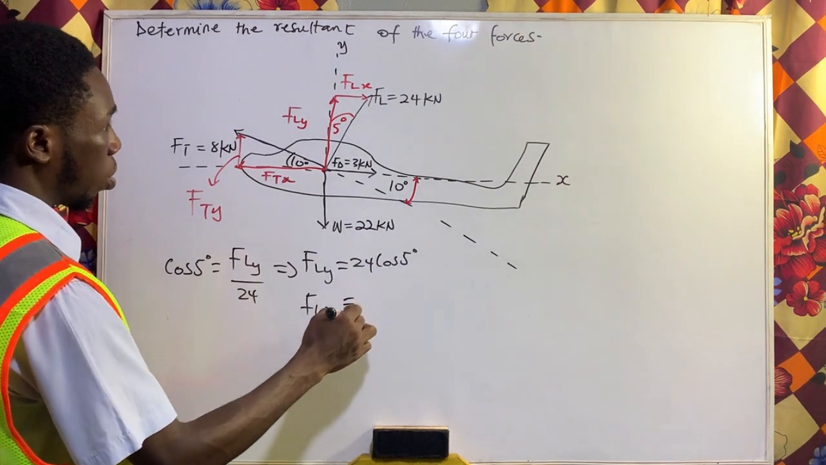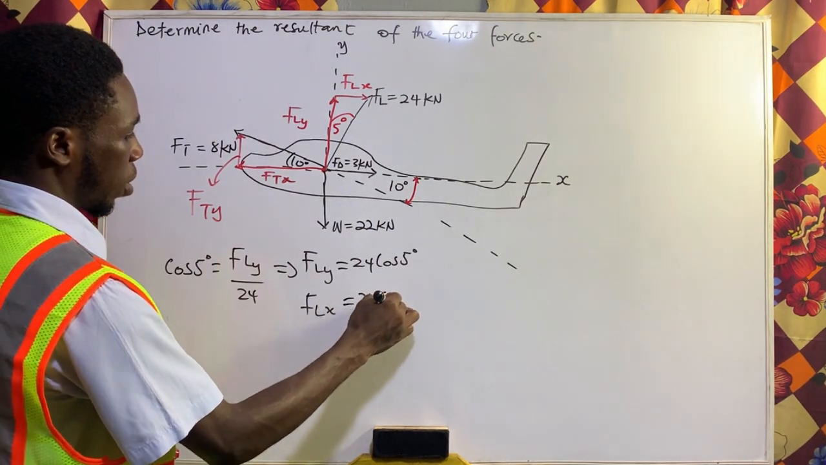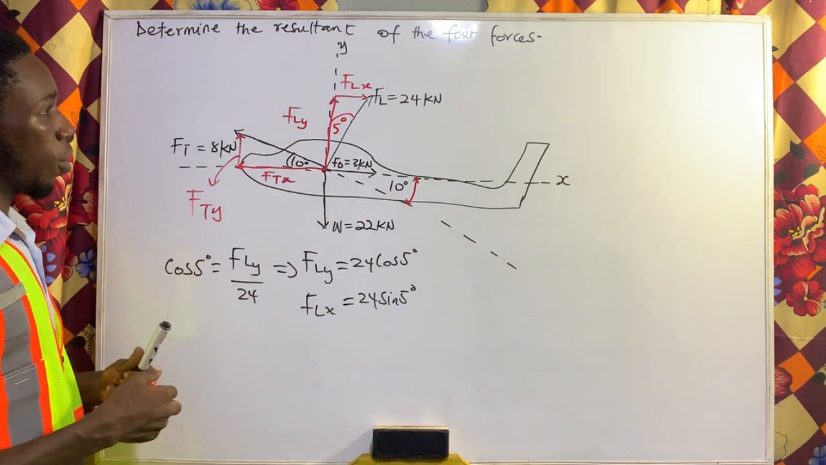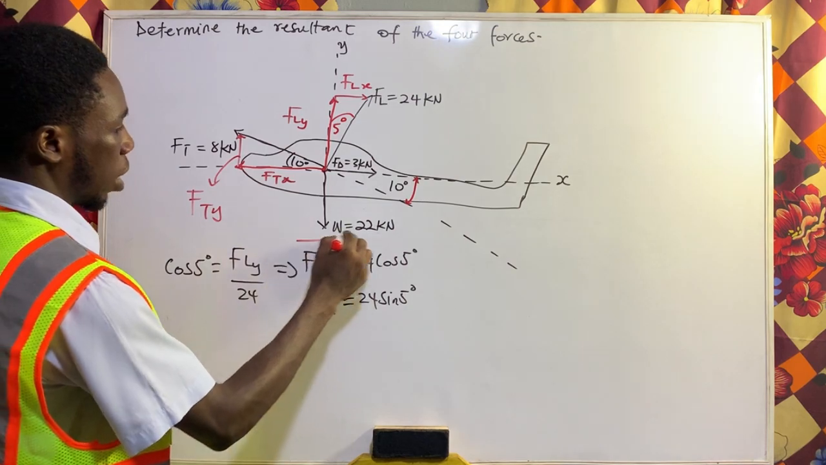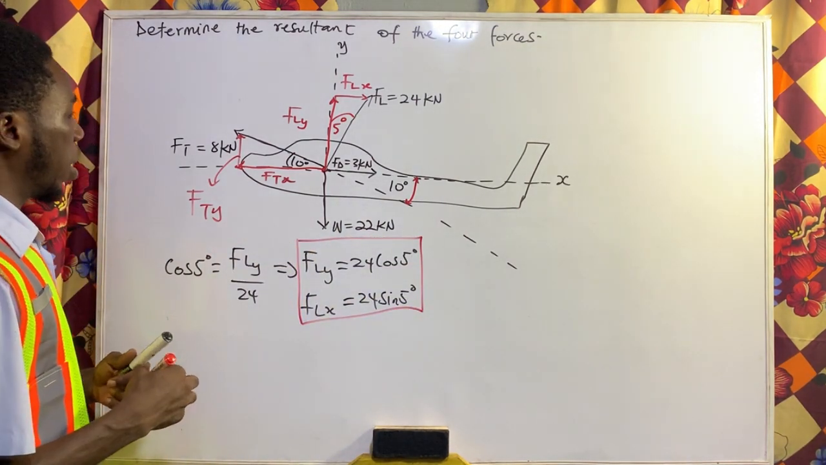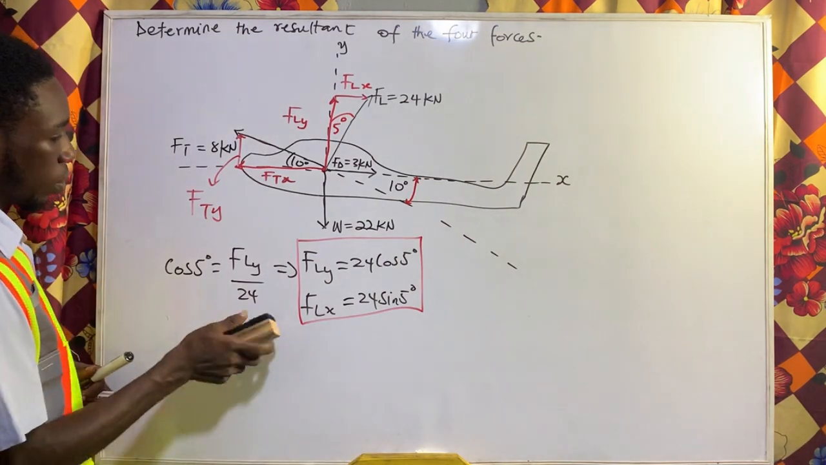Okay, so we are going to have the x component to be FLX, and then that will also be what? 24 sine 5 degrees. Okay, so that's for the lift force. Let's take note of this. Okay, so now let's do the same for the thrust force.